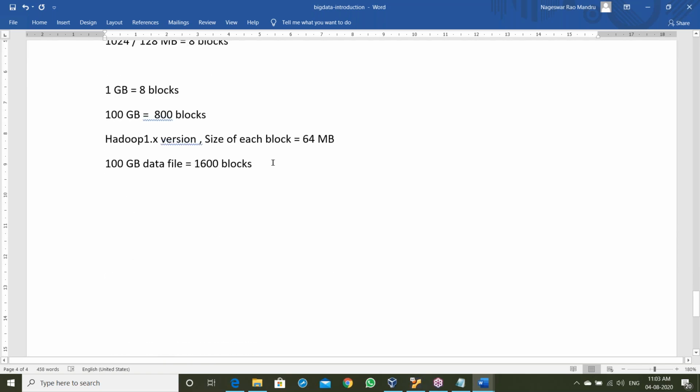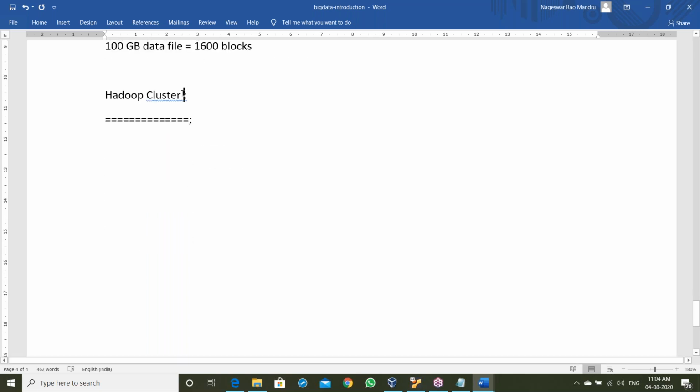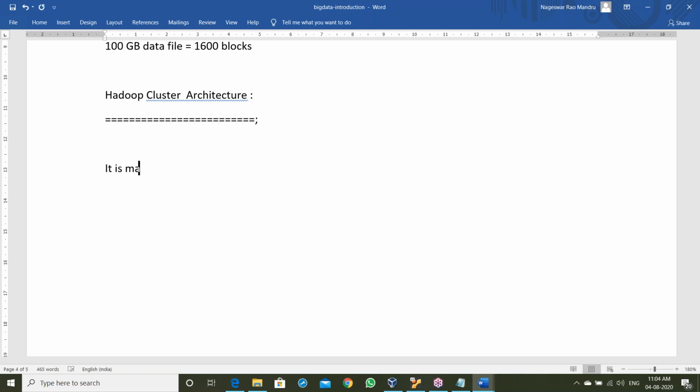Now let us come to the Hadoop network, the Hadoop cluster. Let us see what a Hadoop cluster is. Once I explain the cluster architecture, you can understand it. The Hadoop cluster is a master and slave architecture.